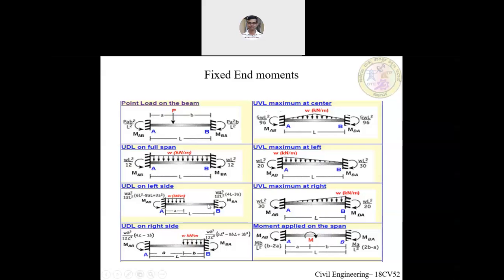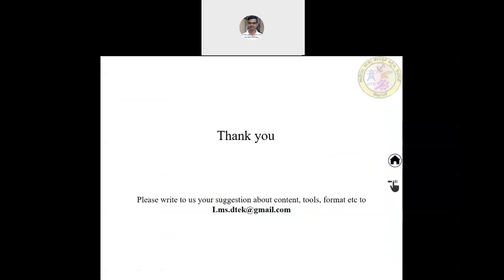Similarly, we have formulas for all different types of loading, which have to be used in the calculation of fixed end moments. And in the next session, we will be taking up a numerical example with which we will be in a position to apply this slope deflection method to calculate the end moments, and finally we can draw the shear force and bending moment diagrams as well as the elastic curve. Thank you.